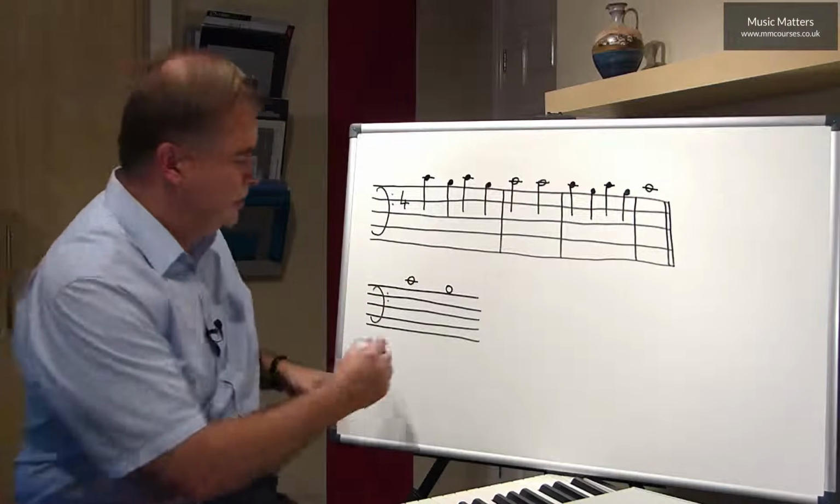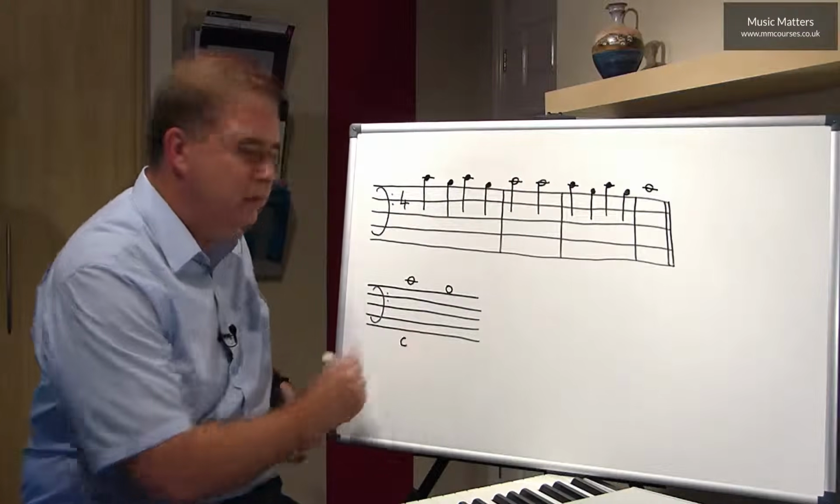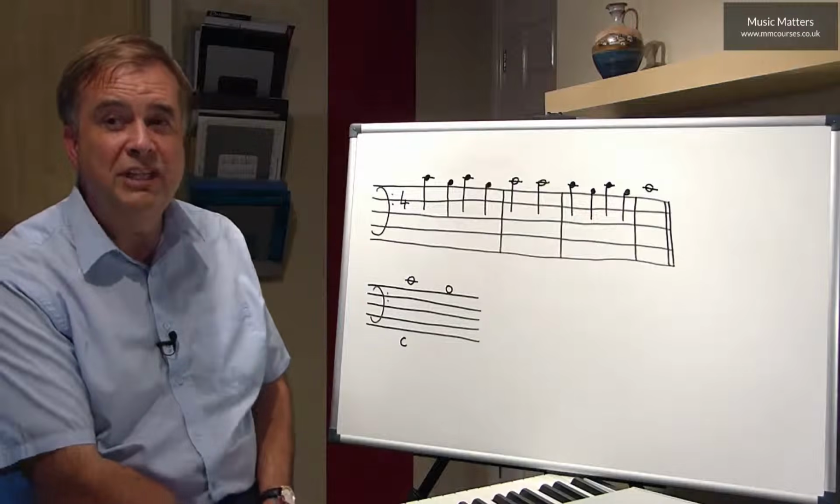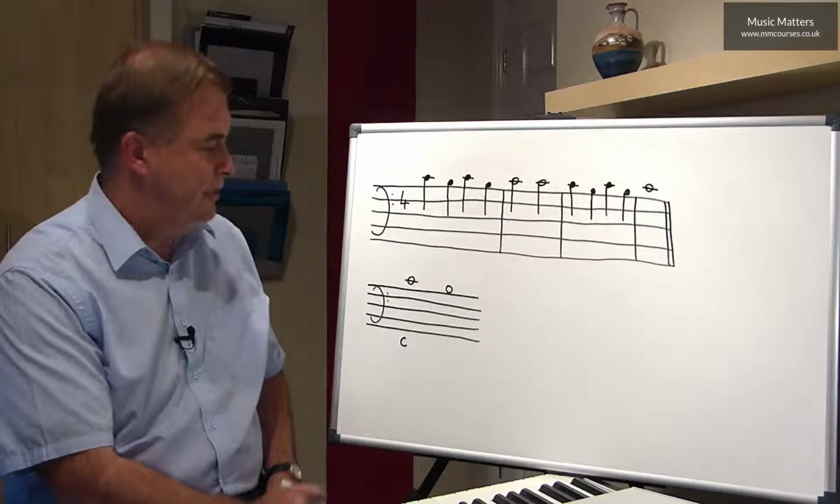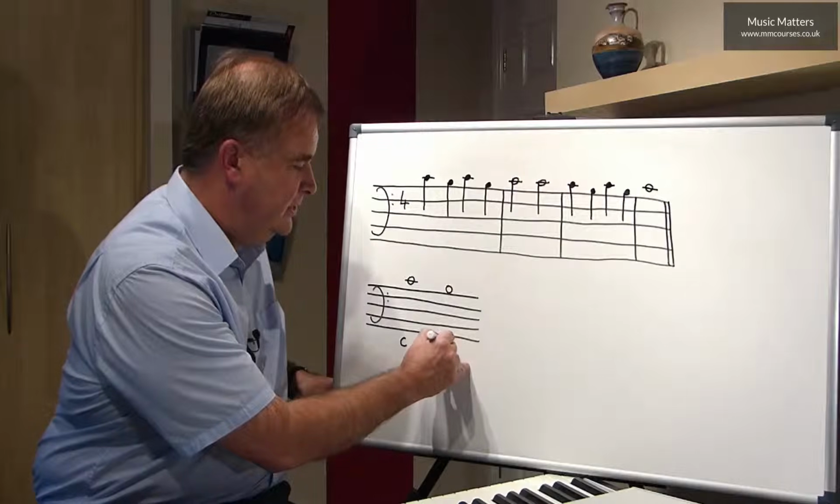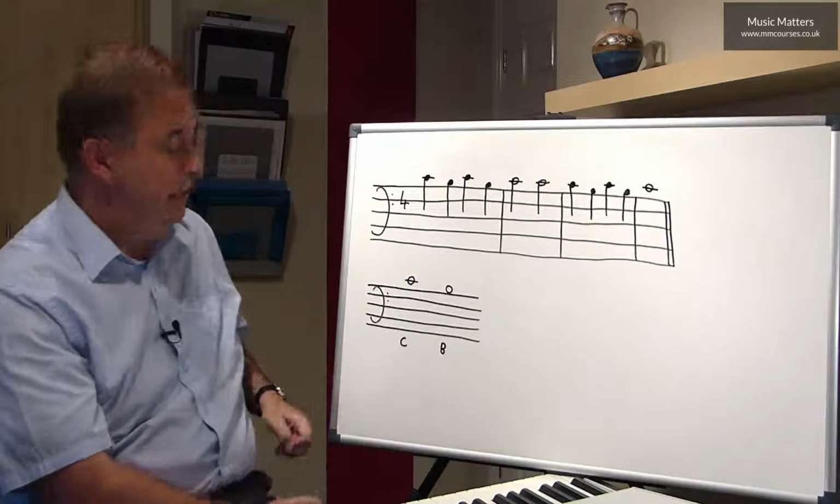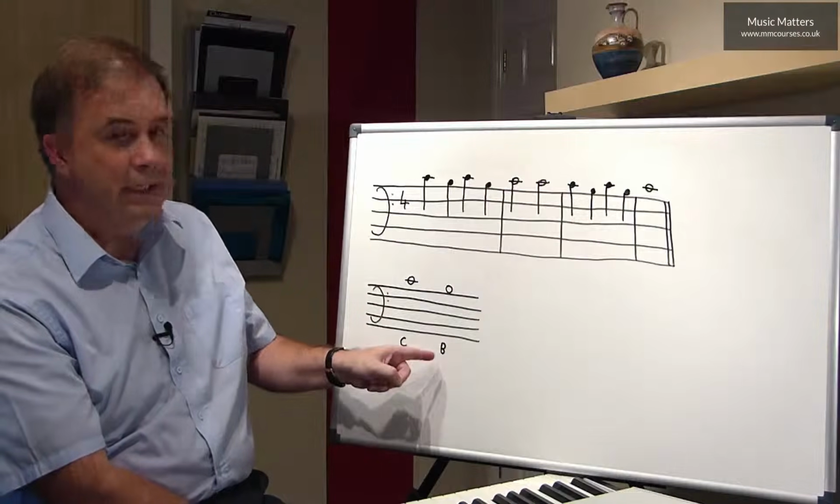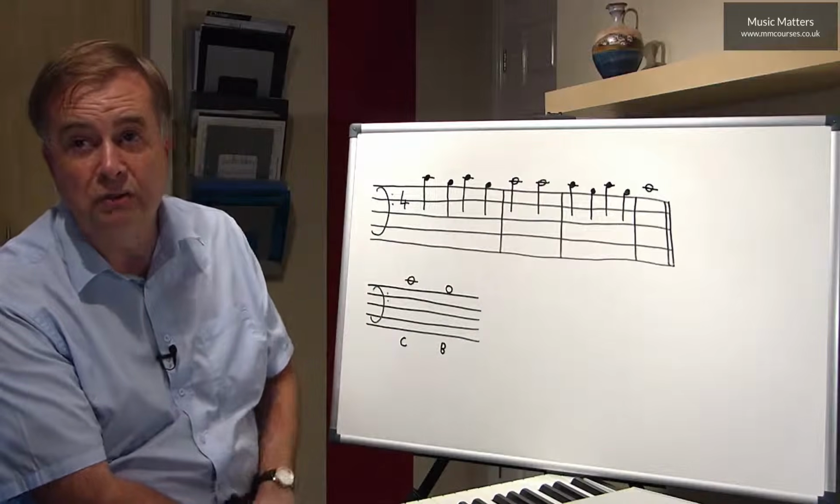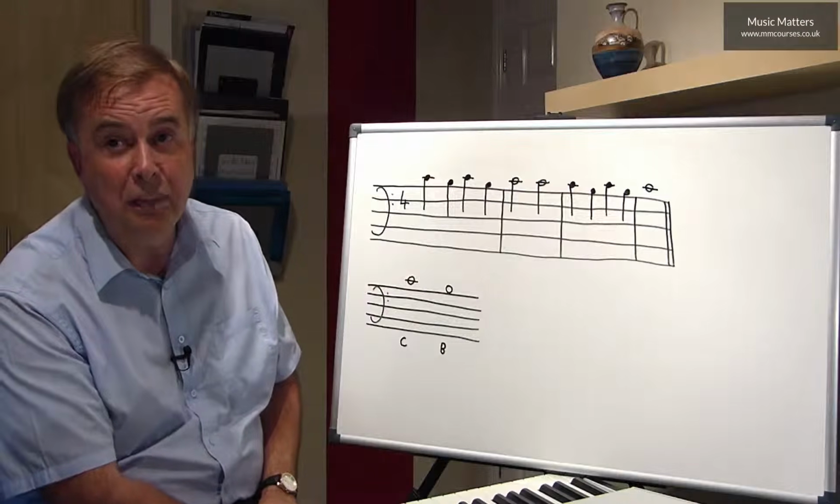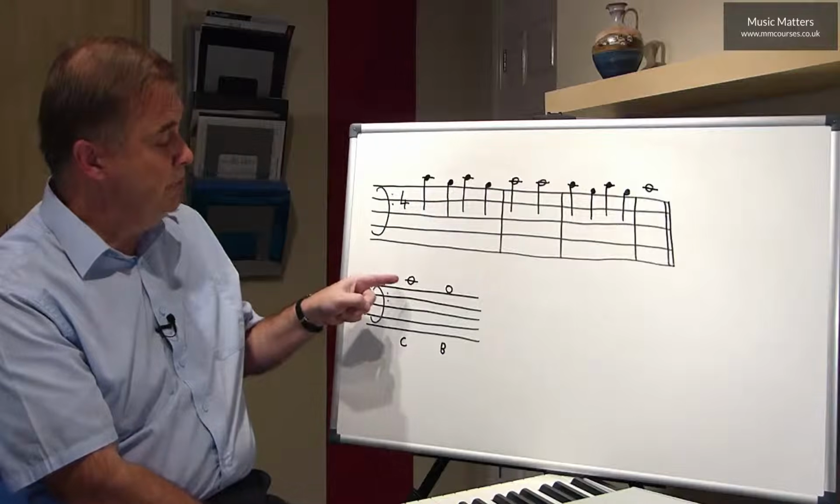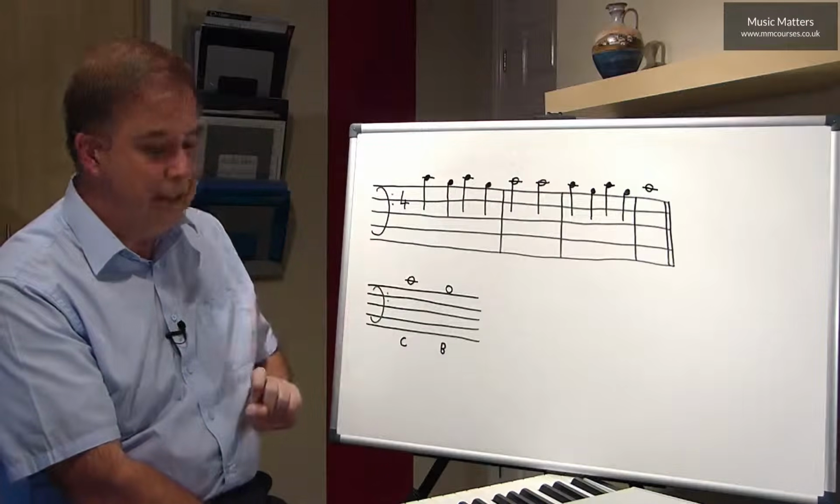So if this note is C, well, have a little think, what comes before C in the alphabet? Well, it's B, isn't it? A, B, C, so C, B, and the next note down would obviously be A, and we'll be learning about that very soon. So now we've got C and B.